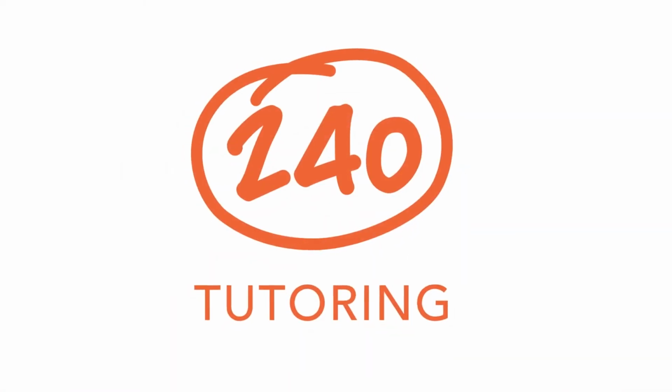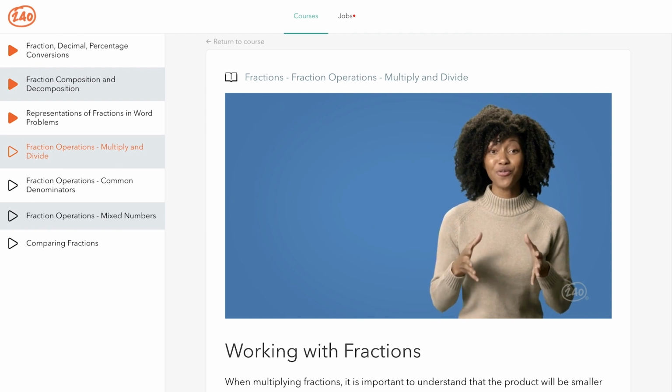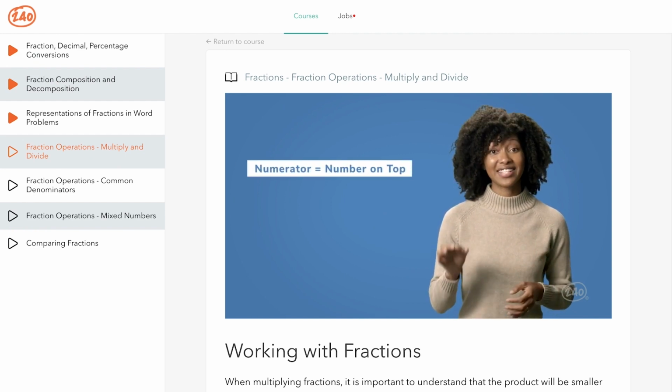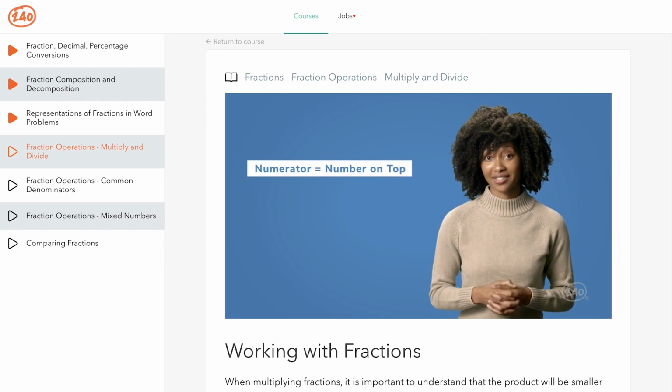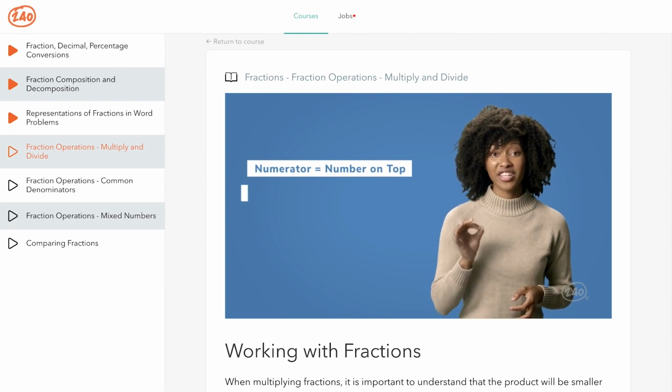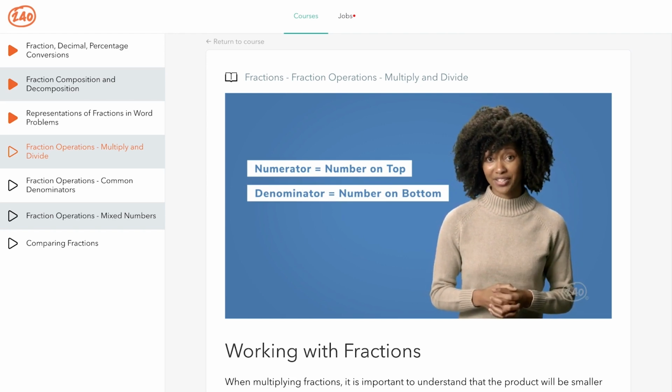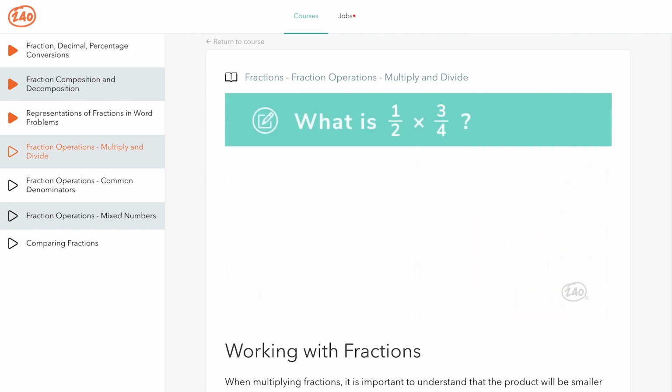Want to see it? To multiply two fractions, you first multiply the numerators, the top numbers, to get the numerator in the product. Then you multiply the denominators, the bottom numbers, to get the product's denominator. Let's work a problem as an example. What is 1/2 times 3/4?